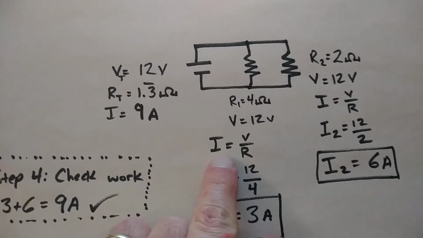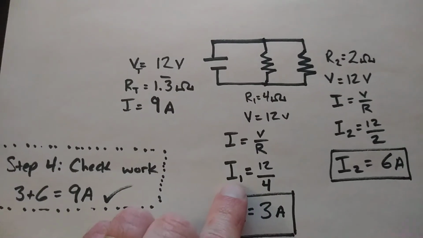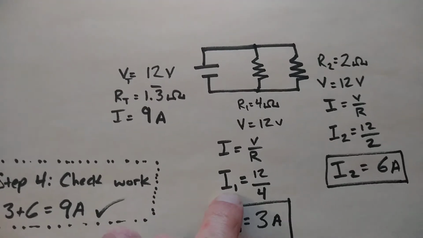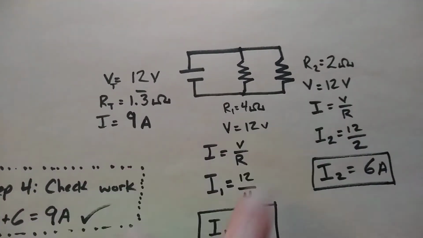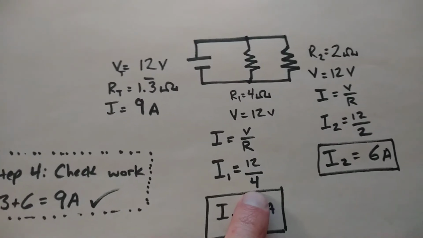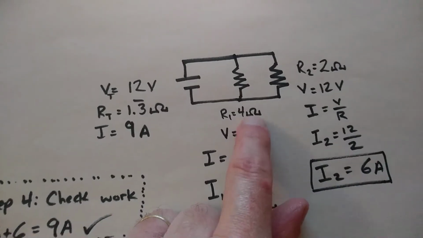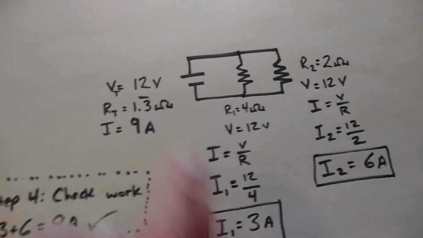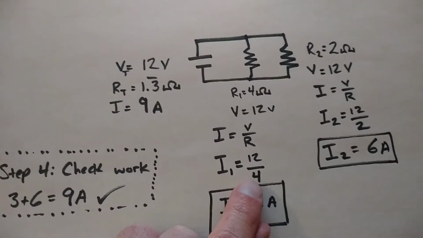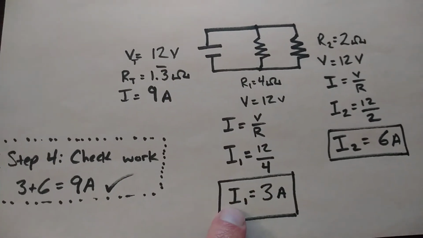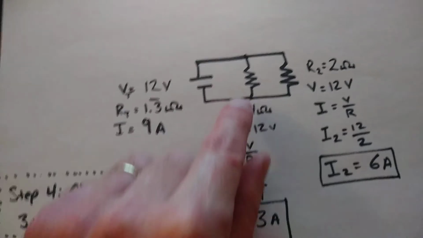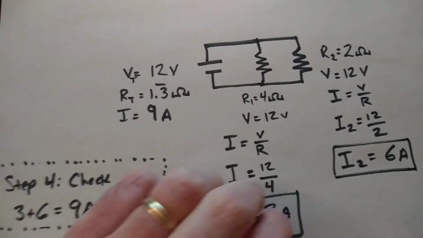So if I equals V over R, I1, the current at resistor 1, is going to equal 12 volts, because 12 volts everywhere, divided by the 4 ohms of resistance at this spot. We're not worrying about the total resistance, we're looking at this spot. 12 divided by 4 is 3 amps. So the current at resistor 1, 3 amps. 3 amps move through here.